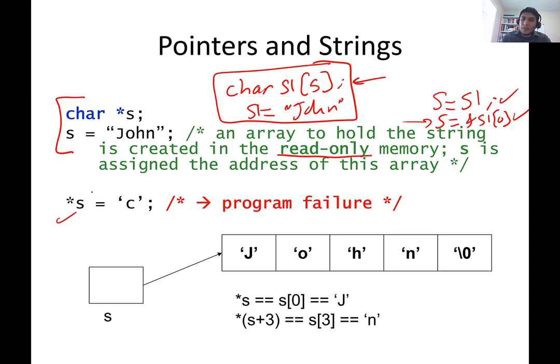What is the difference between this here and what we have done here? You declared your array using the regular way, which means it's writable. So it's being declared in the read and write memory, while declaring your string using the pointer is only done as read only.